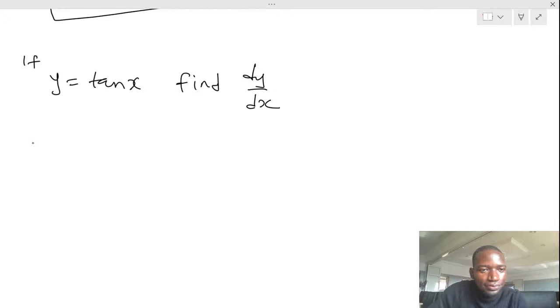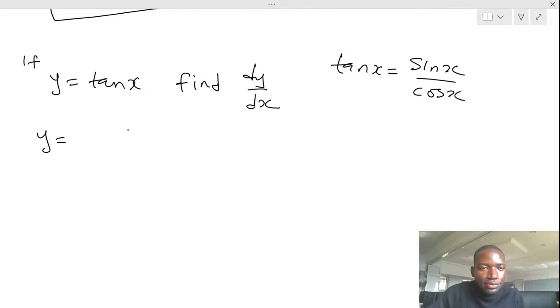First of all, there is some knowledge in trigonometry you must understand: tan x is the same thing as sine x over cos x. So this tan x becomes sine x over cos x. Then I told you the other time that whenever you have a fraction, the next thing to do is use the quotient rule.